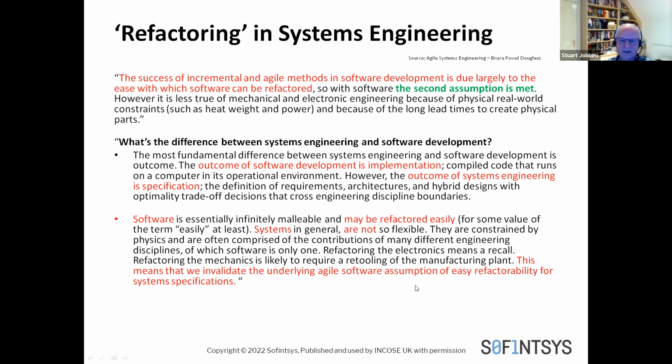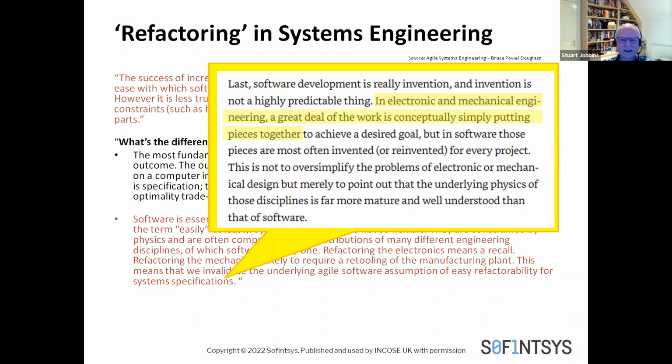Yeah. So that means we can invalidate the underlying agile software assumption of easy refactorability for system specs because of those costs. And just to make sure we understand Bruce's background, he says software development is really invention. Invention's highly predictable. Actually, in the electronics and mechanical stuff, you just join stuff together. That's the easy stuff. It's software that's a really difficult world. But I suppose if you are a software engineer most of your life, you might relate to that.